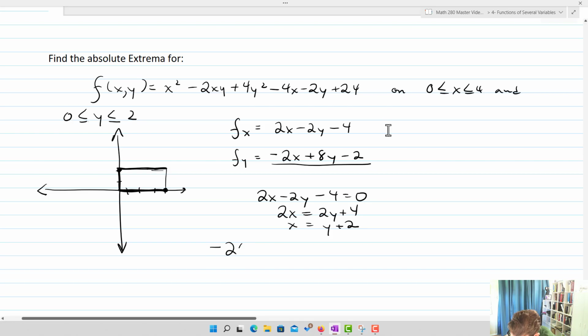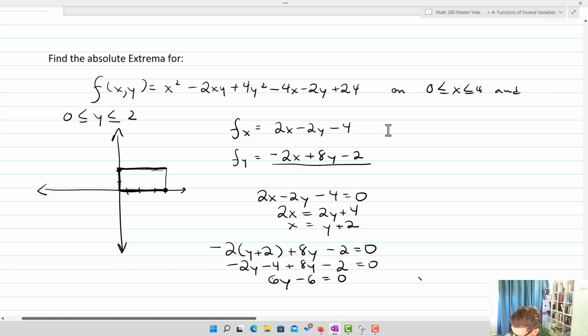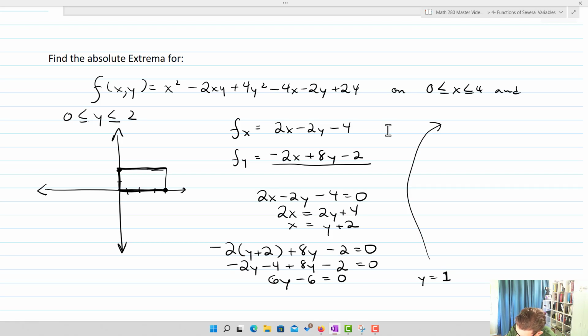We'll plug that into the other equation set equal to 0, to help us find y. That's negative 2 times y plus 2, plus 8y minus 2 equals 0. This is negative 2y minus 4 plus 8y minus 2 equals 0. So this is 6y minus 6 equals 0, and y equals 1. Go back up to figure out what x is. x equals y plus 2, so x equals 1 plus 2, which equals 3. So our critical point is 3, 1.